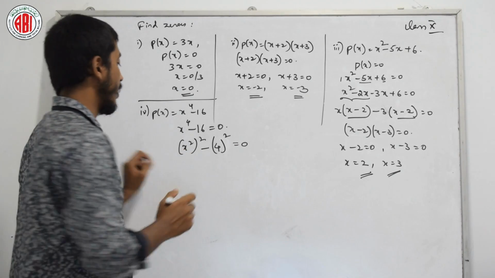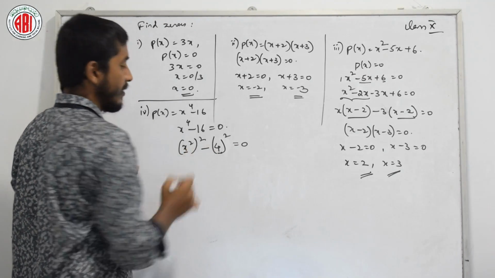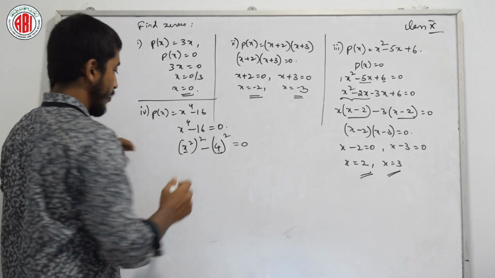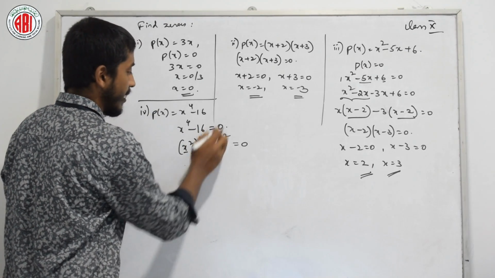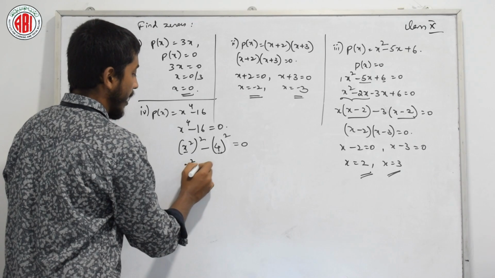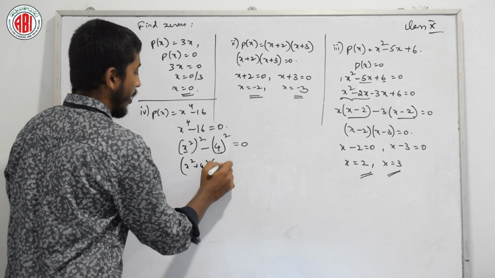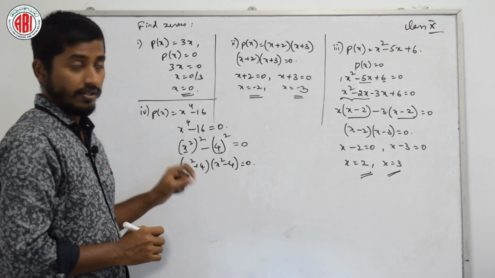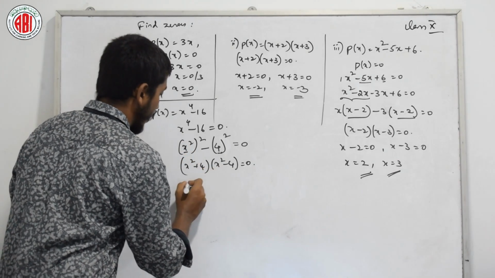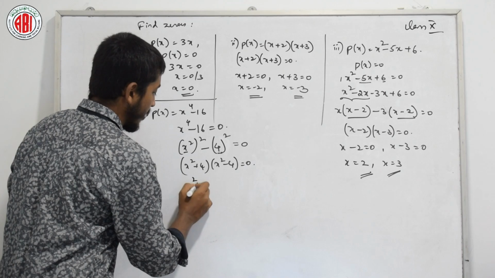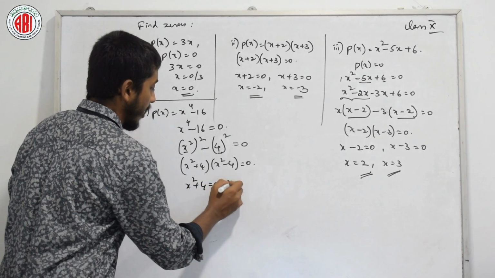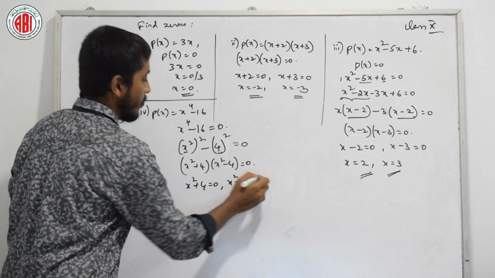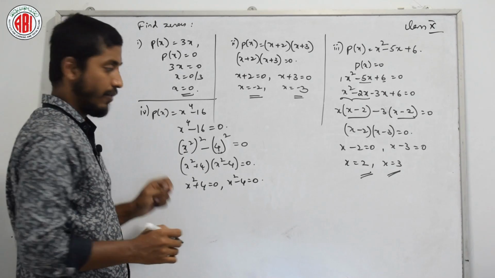Okay. Now see here. Here it is a square minus b square. Let us do that. a square minus b square, that is a plus b into a minus b. Is it clear? Is it okay? Now see here. Here x square plus 4 is equal to 0 or x square minus 4 is equal to 0. Now let us simplify it more.